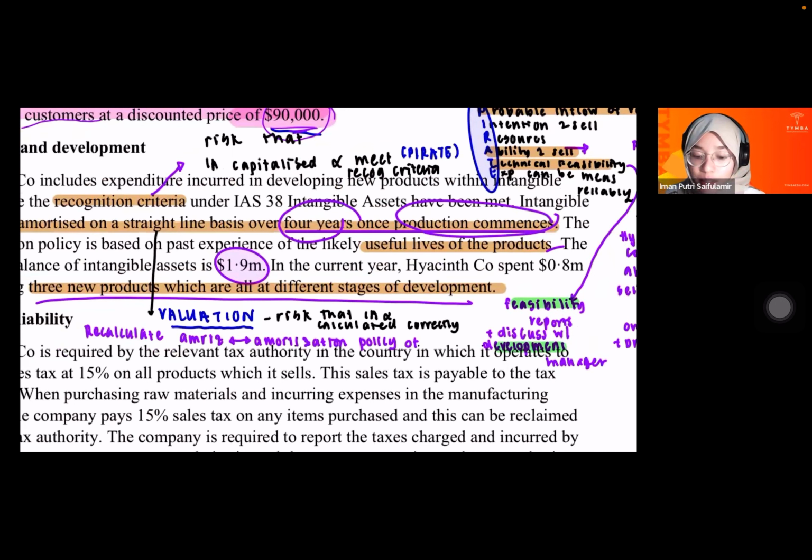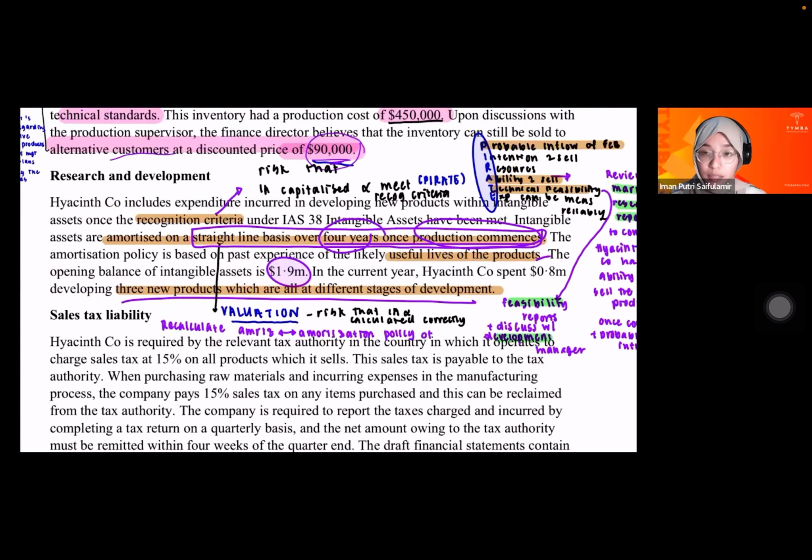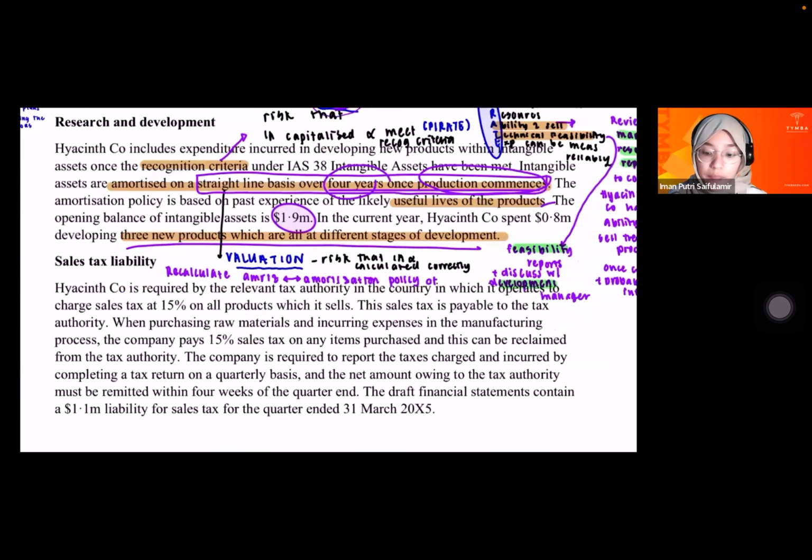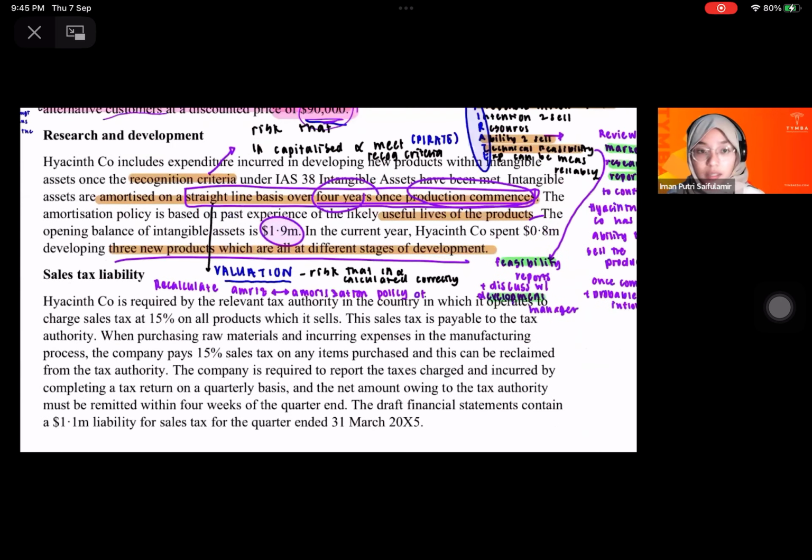On a straight line basis over 4 years once production commences. We are basically confirming that the amortization is calculated on a straight line basis over 4 years once the production has commenced. Okay, so this is how you will answer your substantive procedure. Alright, this is on the straight line basis.